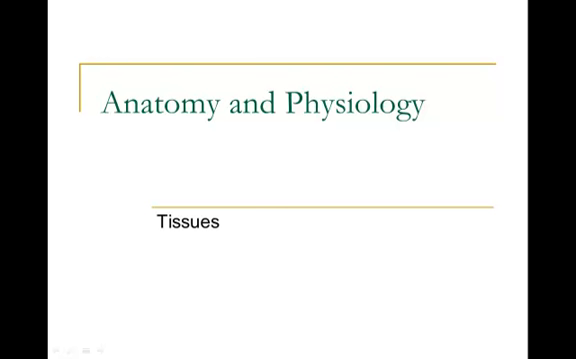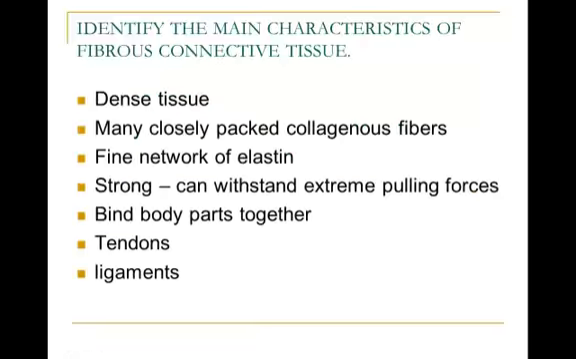This is the last clip for tissues, and we're going to talk a little bit more about the different types of tissues. The first one we're going to talk about is dense connective tissue. In dense connective tissue, there's lots of collagen. Remember, collagen makes things stronger versus stretchy. There is some elastin, but it's not as predominant. This is the type that can withstand pulling forces and helps in binding our body parts together.